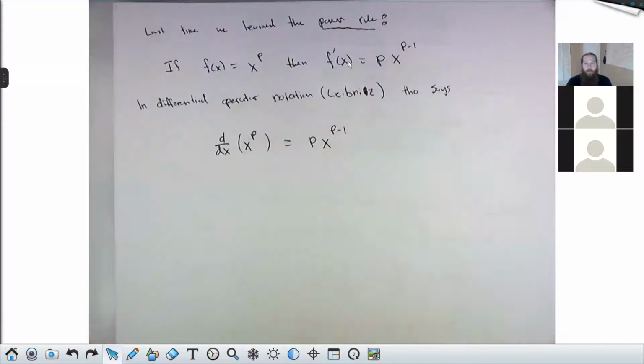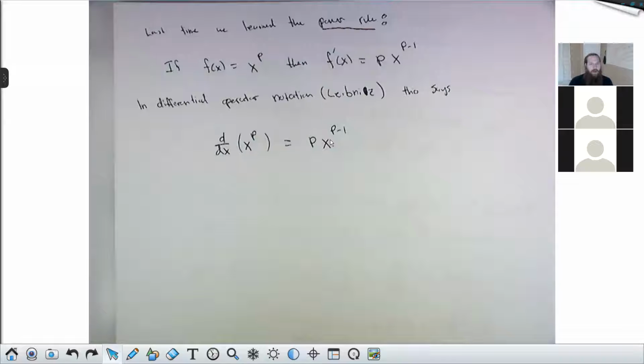I never have to give the thing a name. I never have to call it f of x. I can just say what the derivative of a power function is. And that notation is kind of nice because it doesn't require that I name every single piece that I'm playing with. So this statement is exactly the same as this statement. It just says that the derivative of a power function can be taken by pulling the power down and reducing the power by one.